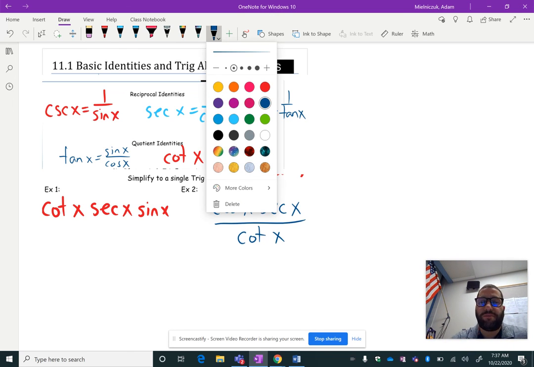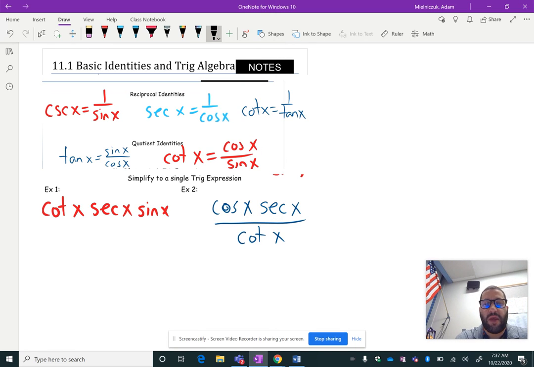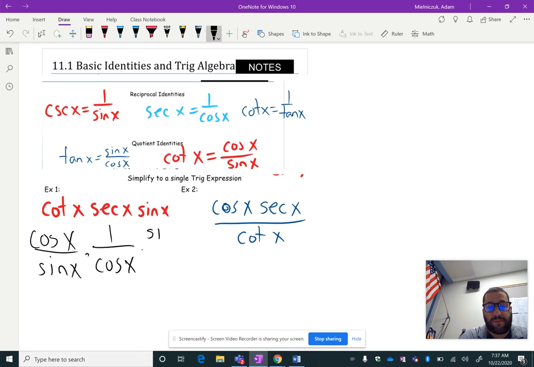So what I'm going to do is I'm going to look at each piece that I have, and I'm going to try to rewrite it as one of the identities and see what cancels out. So cotangent x, I realize I can rewrite as cosine x over sine x. Secant x, I can rewrite as 1 over cosine x. And then sine x is just sine x. Okay, so let's see what happens.